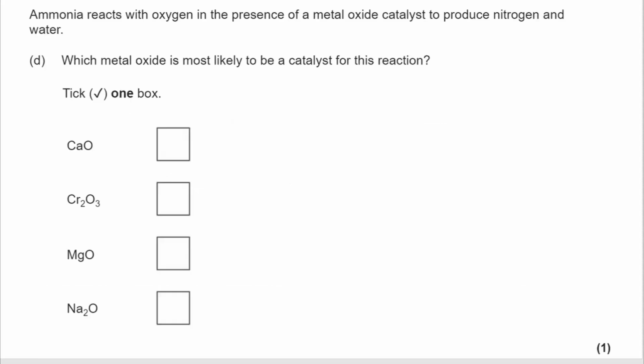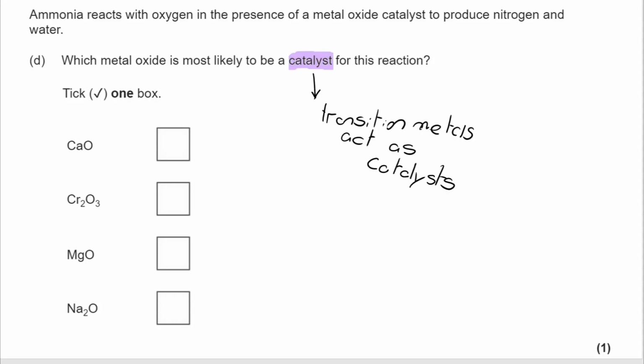Moving on to Part D, and we've got ammonia reacting with oxygen in the presence of a metal oxide catalyst to produce nitrogen and water. Which of these is most likely to be a catalyst? Well, one of the things about catalysts that you have got to remember from this topic, and it comes later in year 11, is that transition metals are good catalysts. So we're finding something that contains a transition metal. Calcium is group 2, magnesium is group 2, sodium is group 1. Chromium is a transition metal. So the correct metal oxide is chromium oxide, Cr2O3.